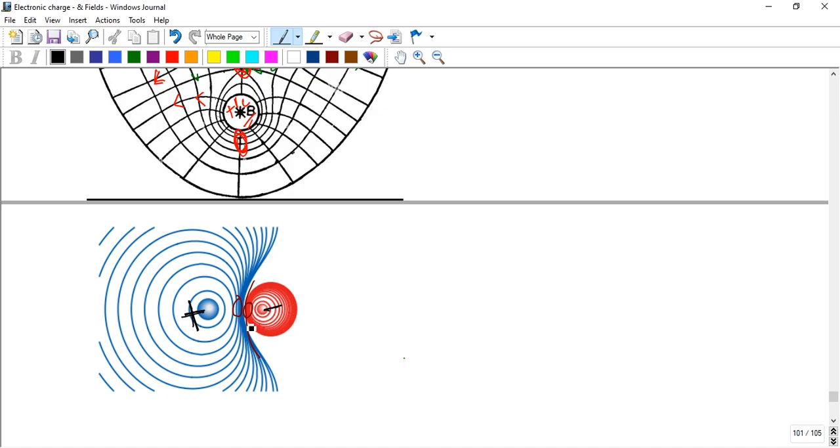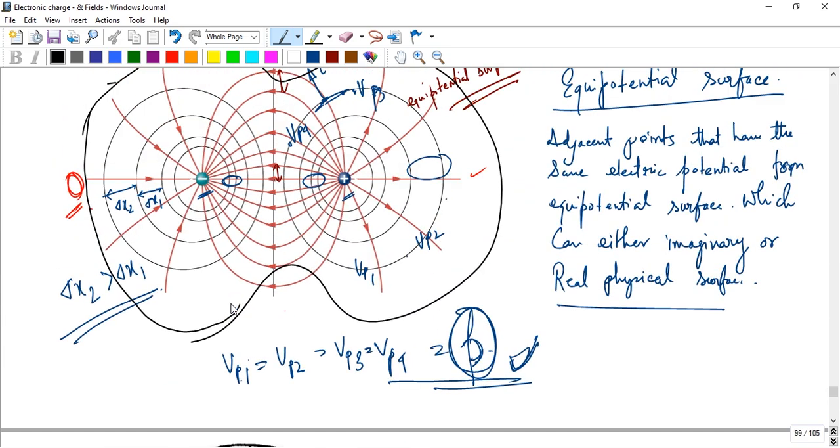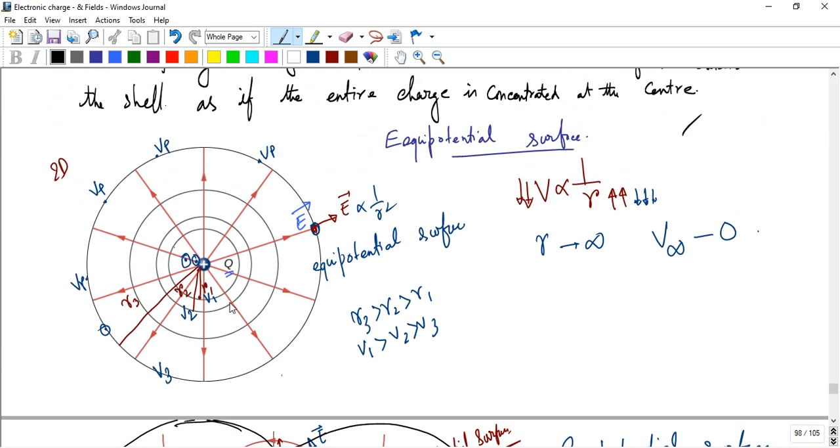So there is a neutral point here. That's why the electric field goes from plus to minus. But there is a very compact point here. Like in the first diagram, see the diagram carefully. Near the surface, the electric potential surfaces here are very dense.